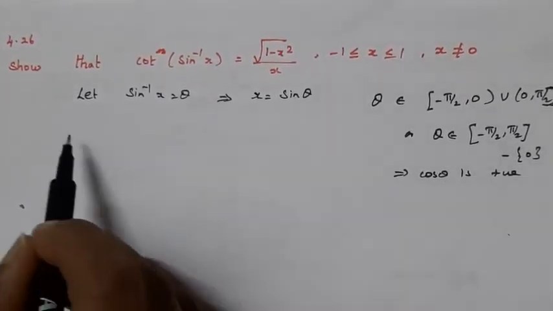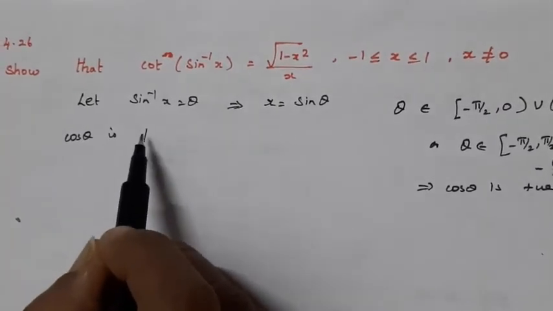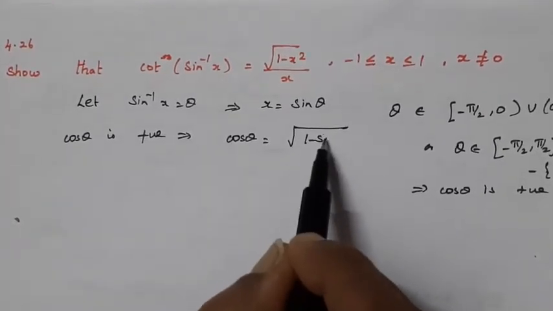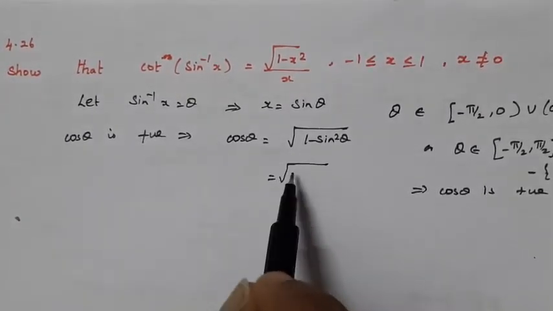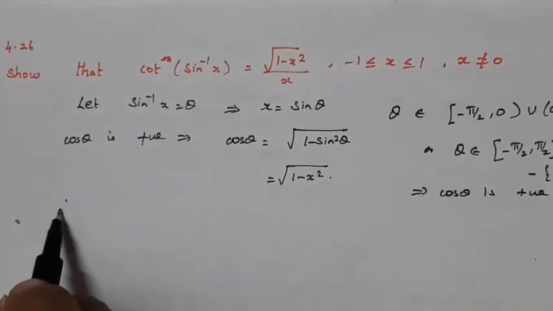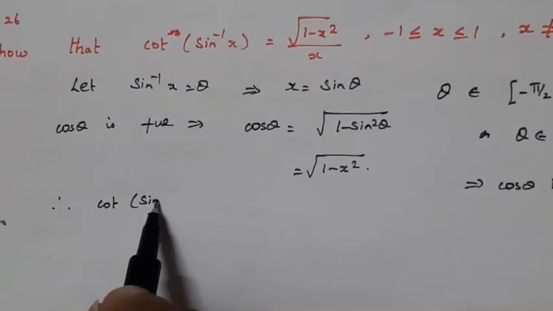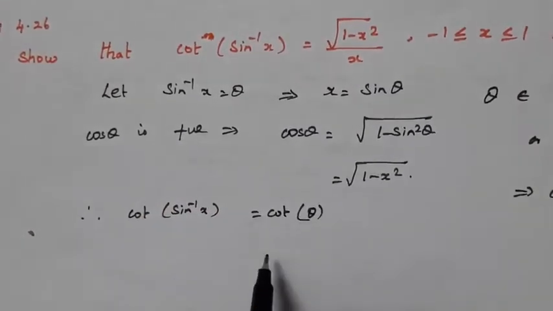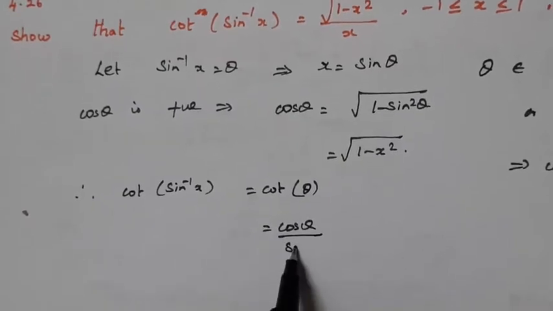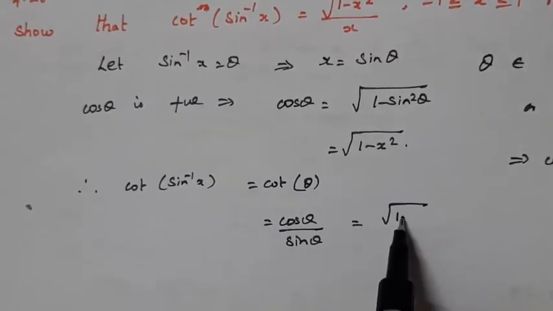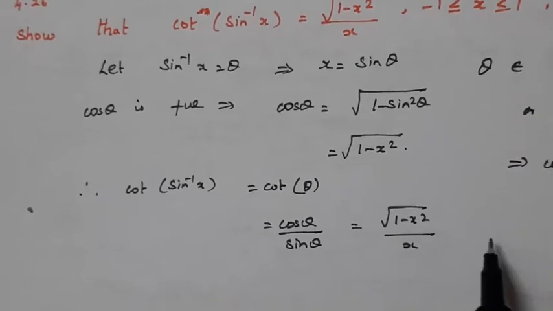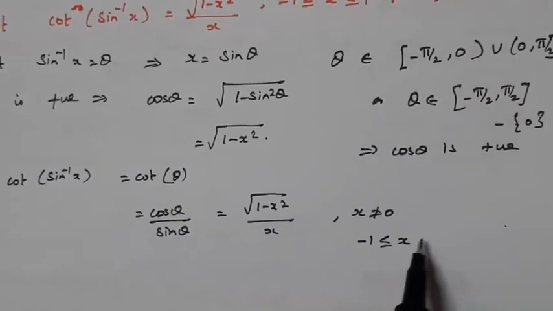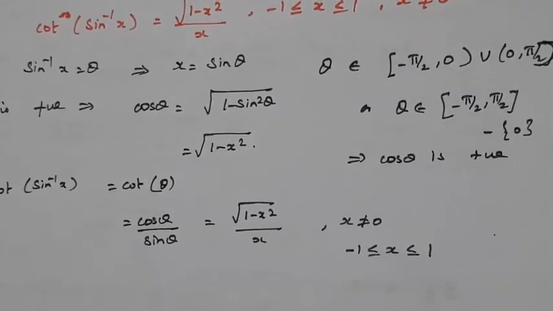So, since cos theta is positive, this implies cos theta is equal to root of 1 minus sin squared theta, that is equal to root of 1 minus x squared. Therefore, cot of sin inverse of x is cot theta. Cot theta is nothing but cos theta by sin theta. So, cos theta is root of 1 minus x squared and sin theta is x, where x is not equal to 0 and also minus 1 less than or equal to x less than or equal to plus 1.